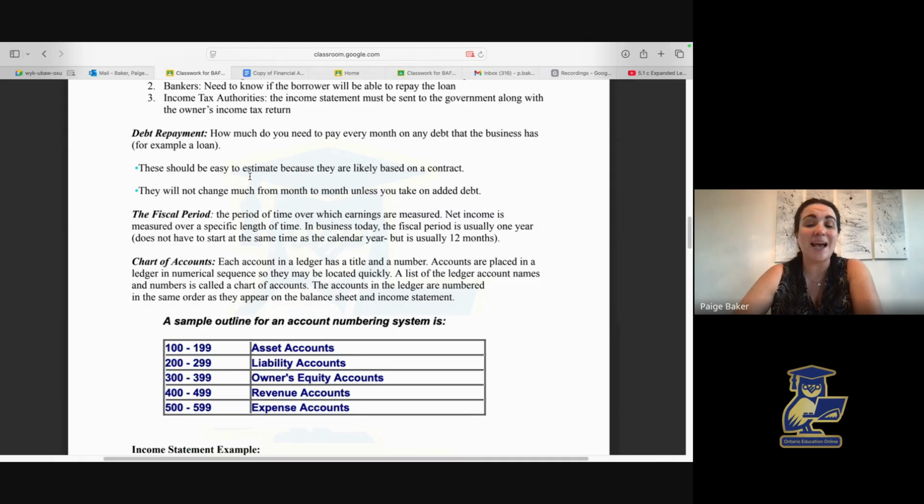These should be easy to estimate because they are likely based on a contract. They will not change much from month to month unless you take on added debt. So once you have that contract in place, it should look the same every single month.